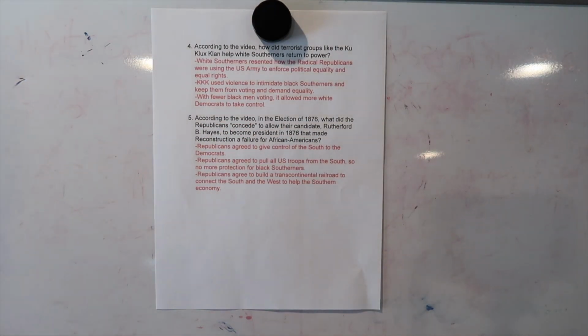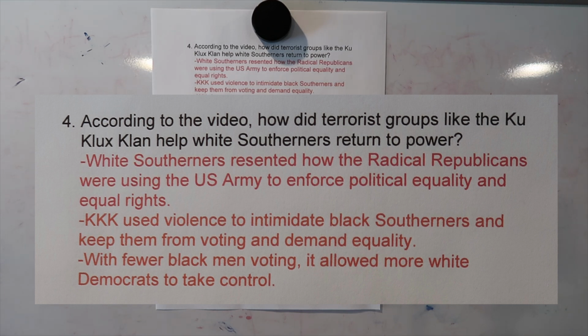So for question 4, it talked about the Ku Klux Klan and where they came from and what their role was during Reconstruction. So it says, according to the video, how did terrorist groups like the Ku Klux Klan help white Southerners return to power? And a good answer, here are 3 ideas you can write down. White Southerners resented how the radical Republicans were using the U.S. Army to enforce political equality and equal rights. So the KKK was started to use violence to intimidate Black Southerners and keep them from voting and demanding equality.